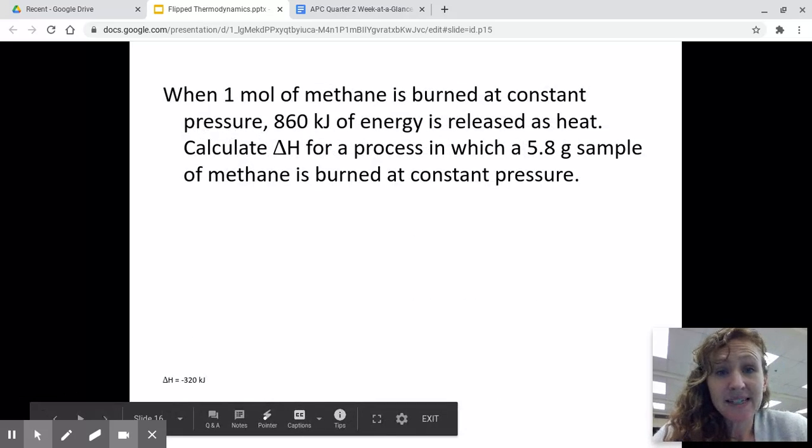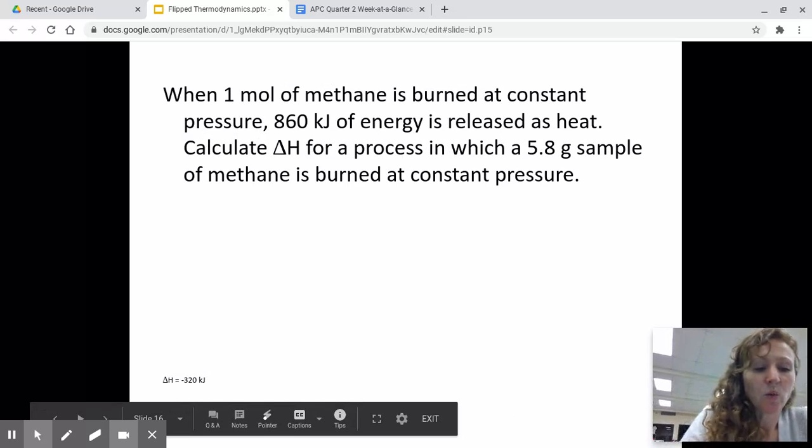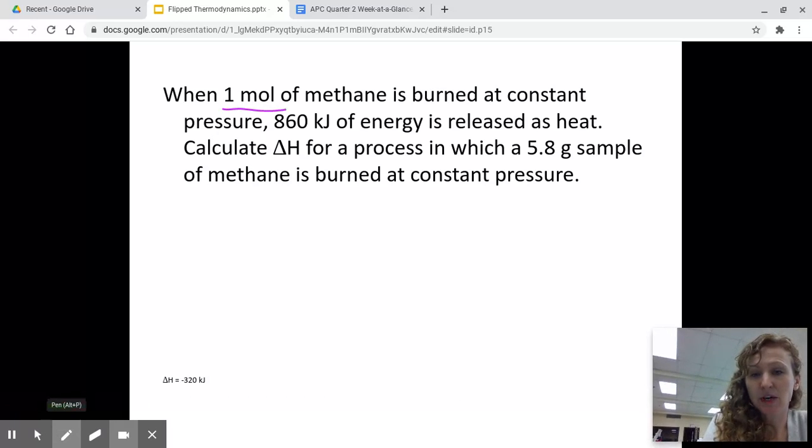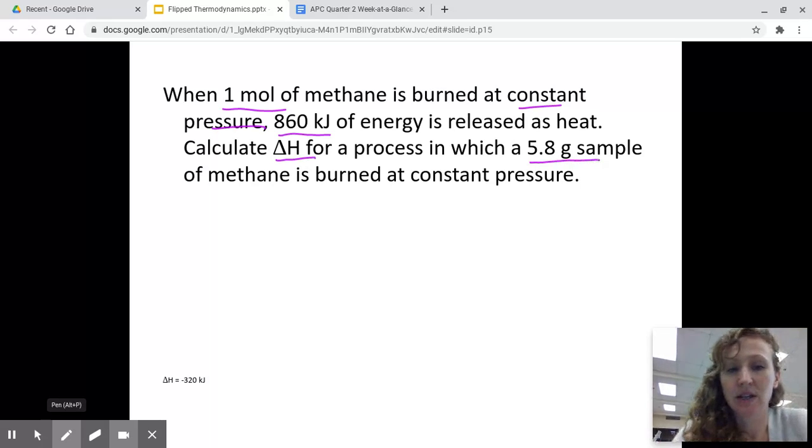Okay, let's talk about this example. When 1 mole of methane is burned at constant pressure, 860 kilojoules of energy is released as heat. Calculate delta H for a process in which 5.8 grams sample of methane is burned at constant pressure. So pause this, see if you can beat me there.